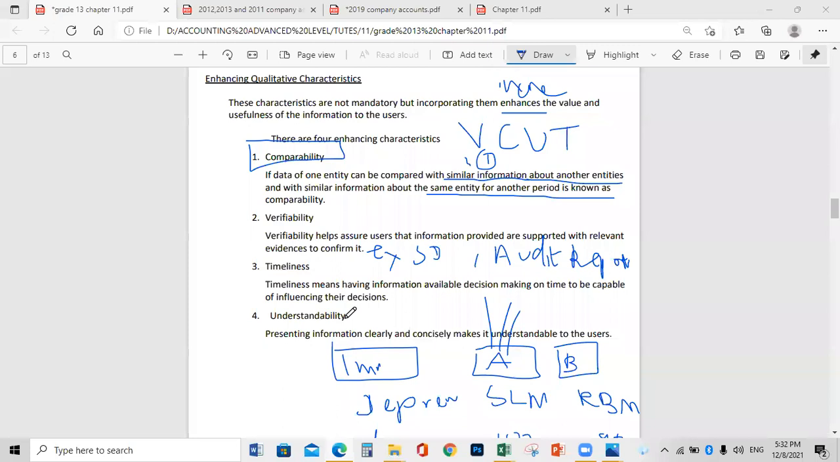Timeliness means you should give information at the correct time so that it will help the users to make a correct decision. If you give it late, it becomes useless.